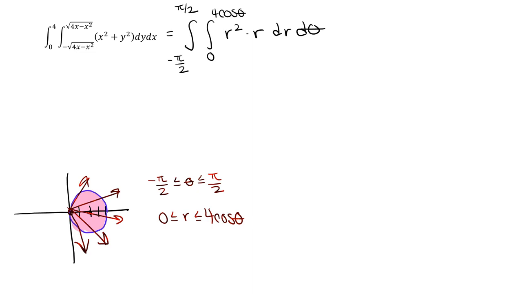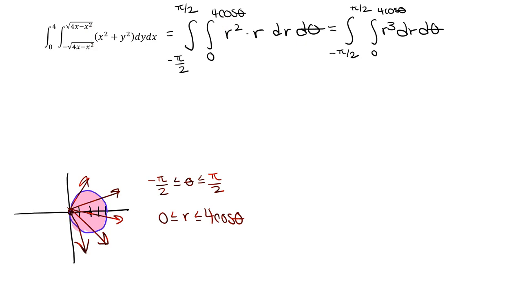Okay, so in terms of my integral then, the r values go from 0 to 4 cosine theta. The thetas go from negative pi over 2 to pi over 2. And then I'm going to convert the rest of my integral into polar coordinates. This x squared plus y squared, I can just replace with an r squared. And then once again, the dy dx turns into an r dr d theta. So there's my integral converted into polar coordinates, and now we just have a bunch of calculus to do.